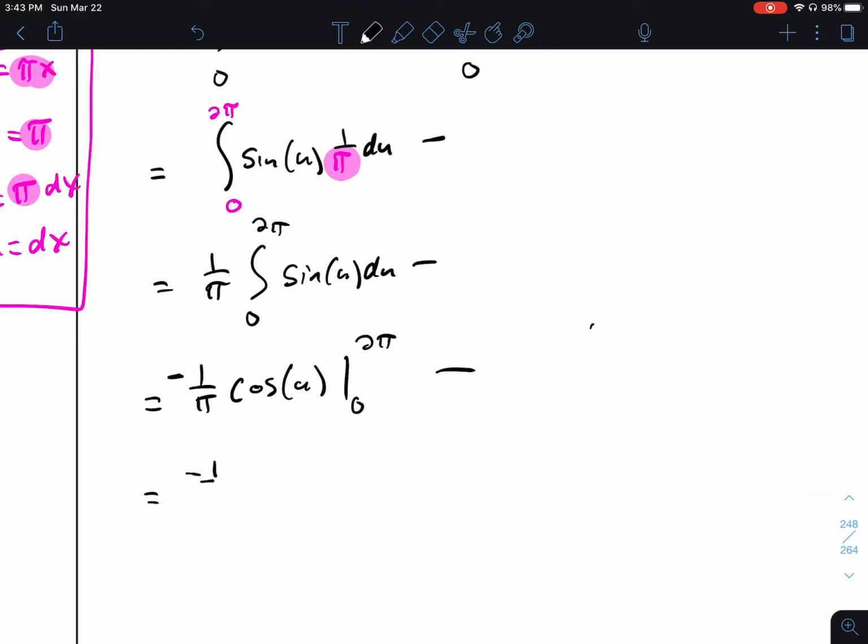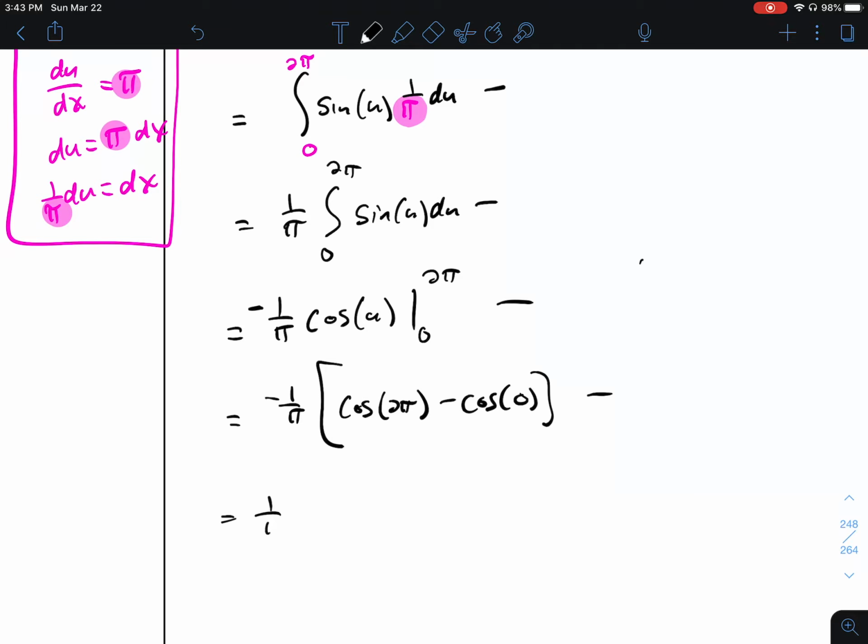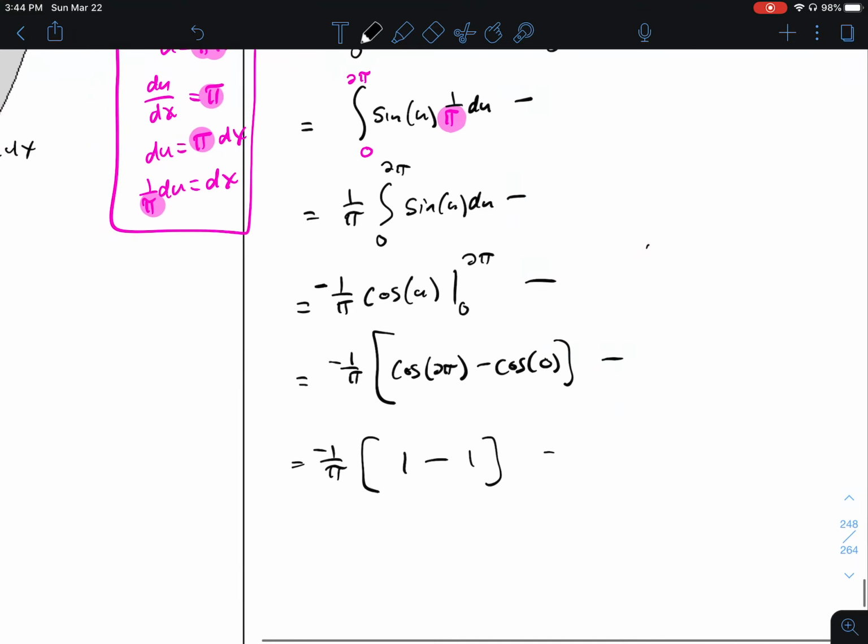So we're going to have negative 1 over pi, just going to leave that out in front, times cosine of 2 pi minus cosine of 0. Once again, I haven't forgotten about this. I'm just going to come back to it. Cosine of 2 pi is on the positive x-axis. Cosine of that is 1. Cosine of 0, that's on the positive x-axis. Cosine of that is also 1. So this whole thing ends up being 0. Well, that's convenient.